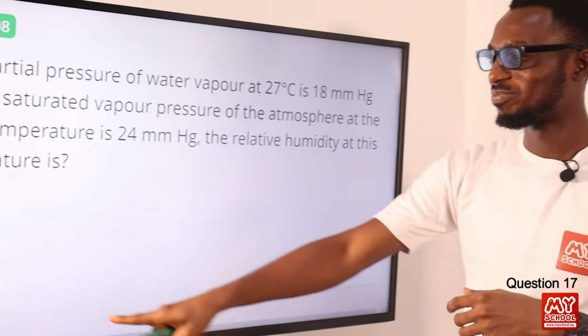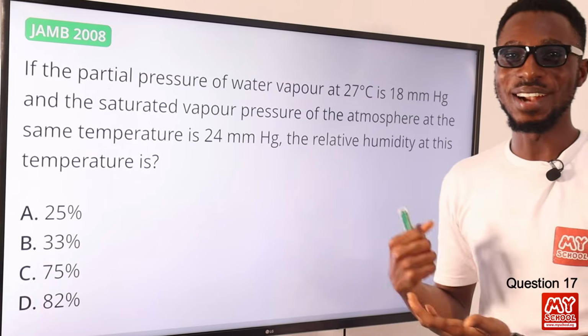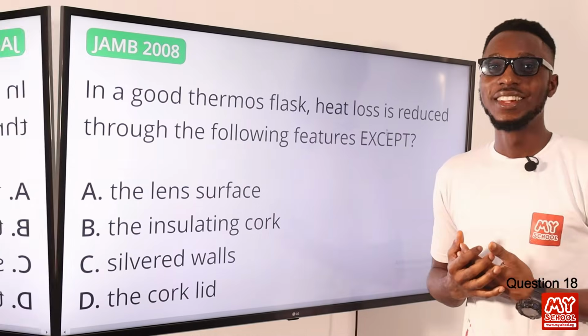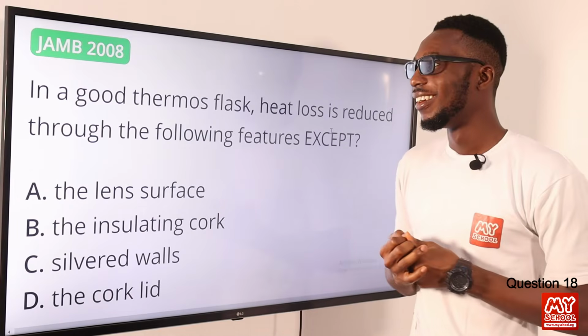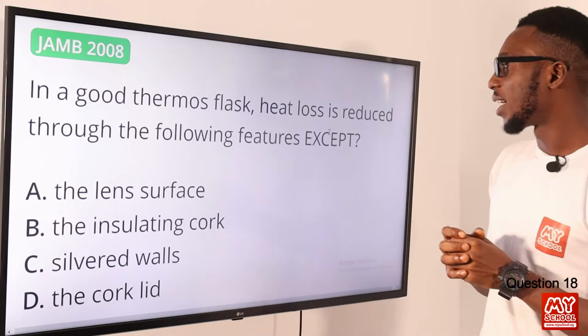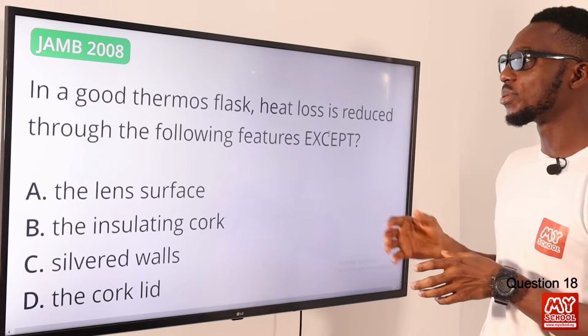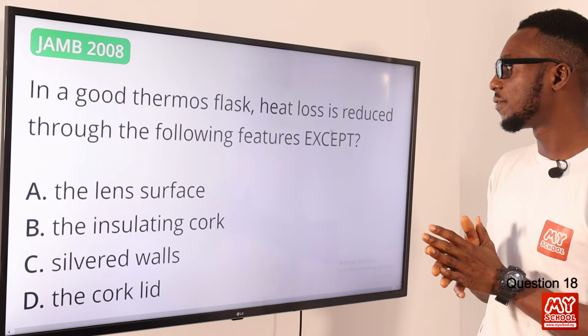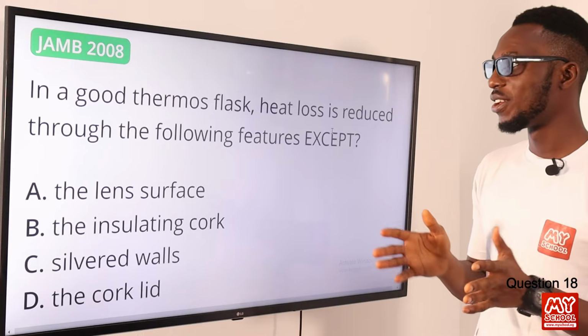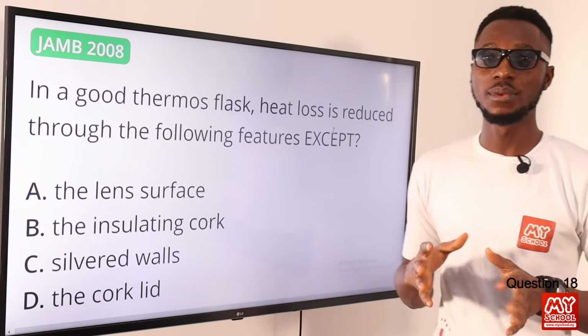Okay, so option C is the right option. Number 18. In a good thermos flask or vacuum flask, heat loss is reduced through the following features except. So what are the features of a good thermos flask?